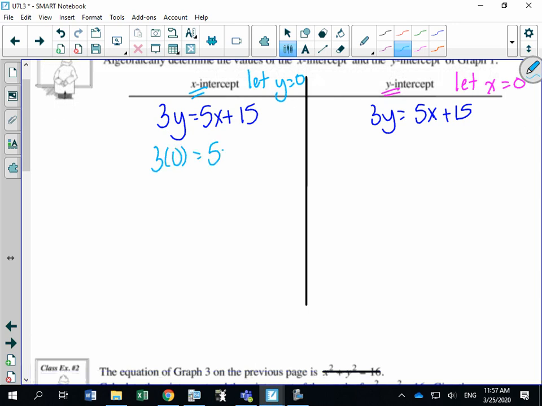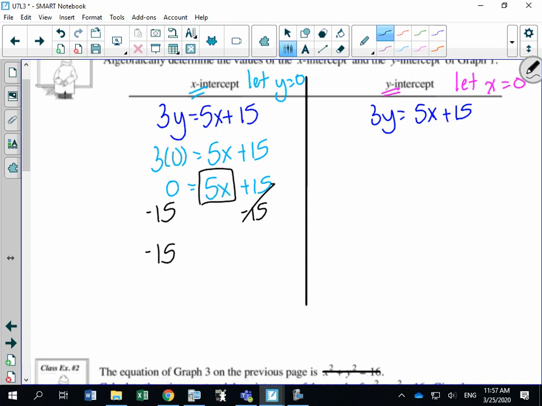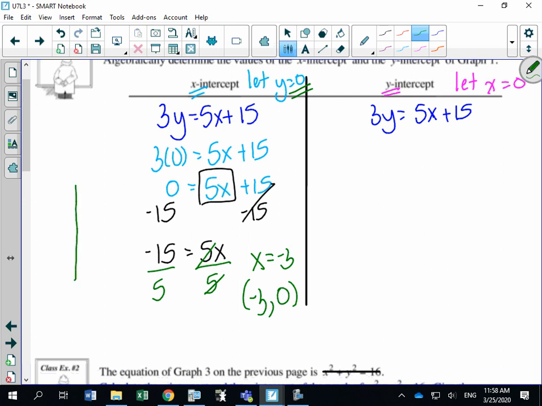3 times 0 is equal to 5x plus 15. 0 is equal to 5x plus 15. We need to isolate this 5x, so subtract 15 from both sides. Negative 15 is equal to 5x. Now we need to isolate the x. X is being multiplied by 5. The opposite is divide by 5. X is equal to negative 3. That, you guys, is my x-intercept. The ordered pair would be (-3, 0). So if I said graph that, the x-intercept on my graph is at negative 3, and y is 0.